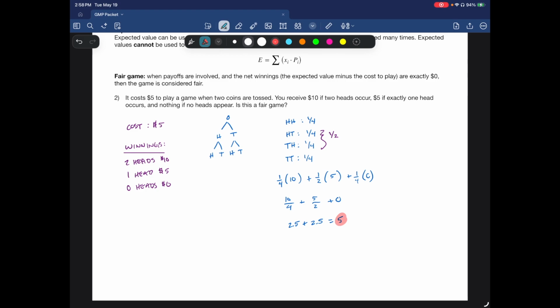You won't see this very often, but typically carnival games are in favor of the house. Casinos are in favor of the house. It's a long shot for you to win. If we got an answer of 0, it would have been a fair game. We got an answer of 5, so this game is more than fair. You should definitely play.